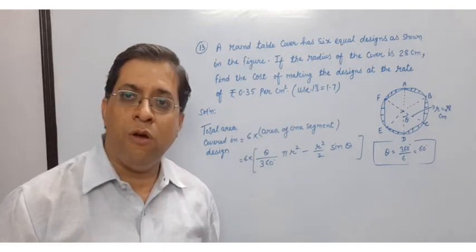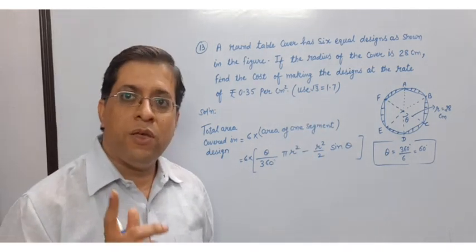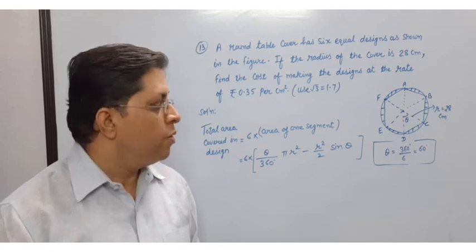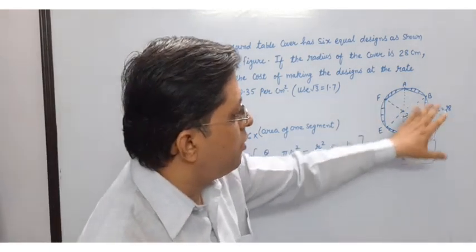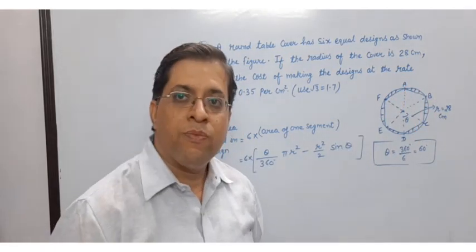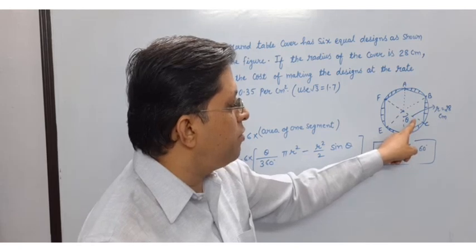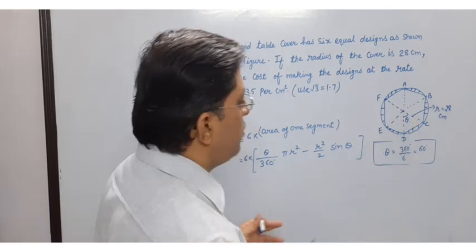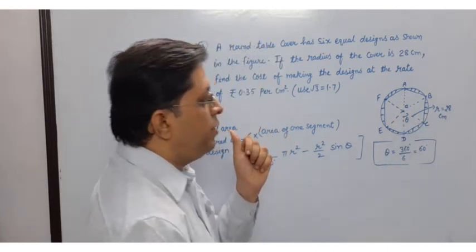But one more thing you have to use: pi, and the value of root 3. Value of root 3 is 1.7. Okay. Now what to do? There is a hexagon given to you. This R is given to you. It is 28 centimeter. OA, OB, OC, all are the radii of it.